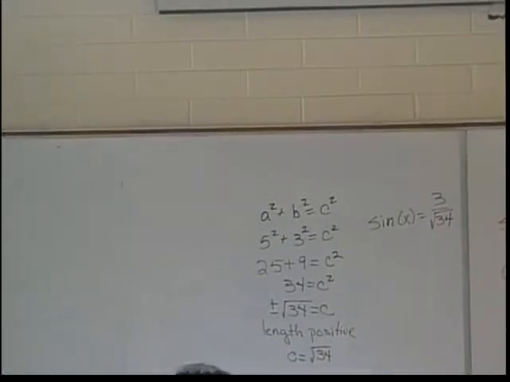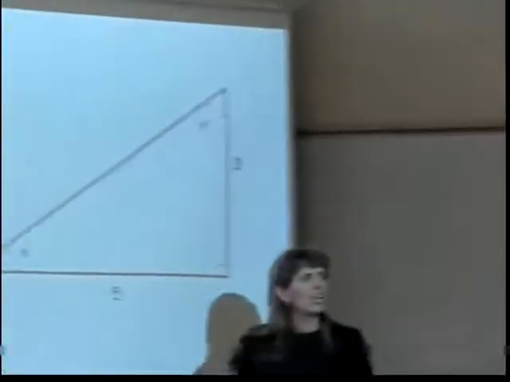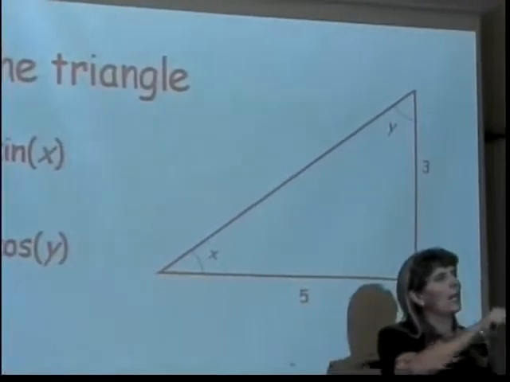What about this one? Cosine of y. Is that going to be 5 over the square root of 34? Some people are going, no. What about the rest of you? Hang on, hang on. Why not? I went to a different angle.